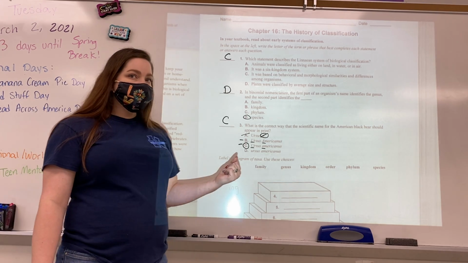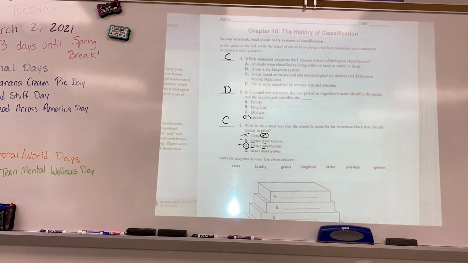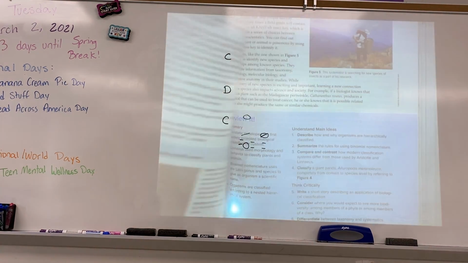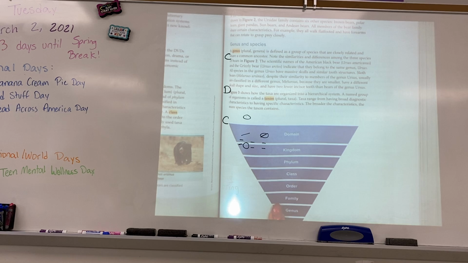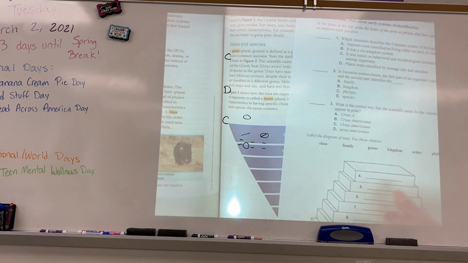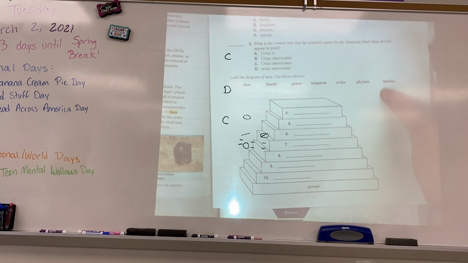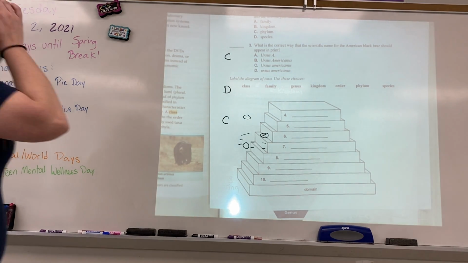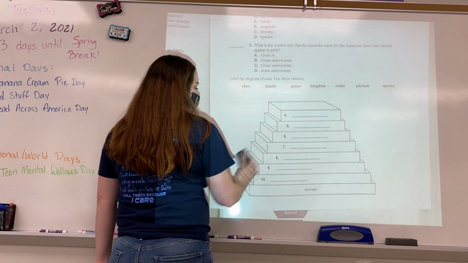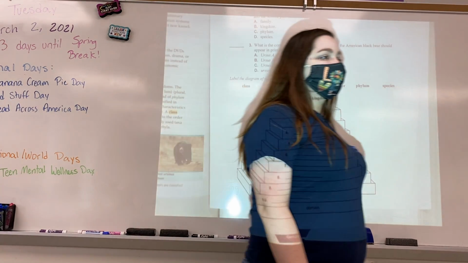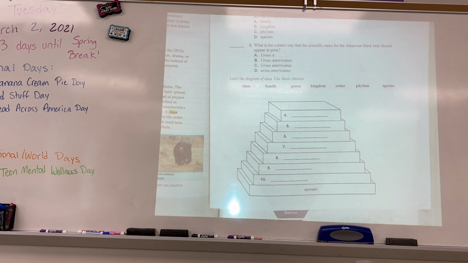Okay? All right. So if you flip in your textbook to the next page, you will see this upside down triangle. Now you need to know what are the levels of classification, what is the correct order of levels of classification, and what are their names. So use that upside down triangle and fill in the pyramid that's on the bottom of that first sheet. And make sure you memorize the levels of classification and their correct order.